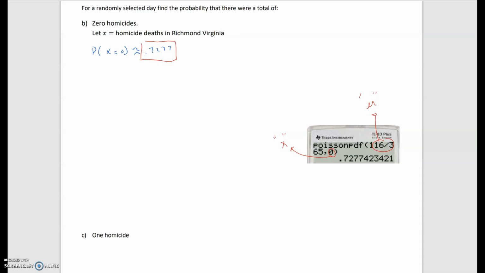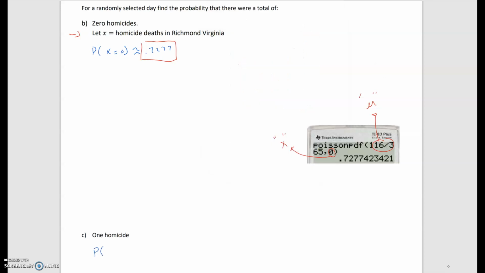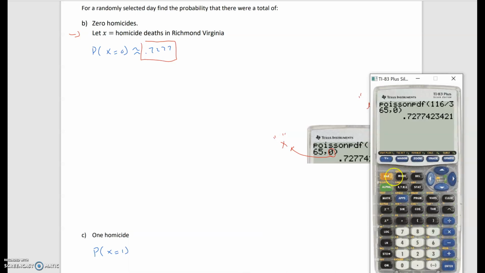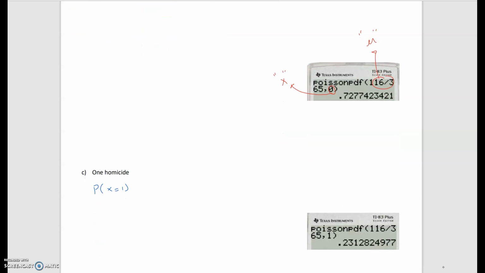Let's evaluate 1 homicide. Since it's already been declared, we don't need to declare it again. So in this case, we're going to be evaluating that x is equal to 1. And in the calculator, we're just going to run the previous answer, but modify it to 1. And this is going to give us 0.2313, rounding to 4 decimal places.